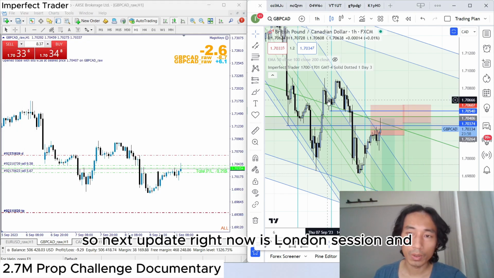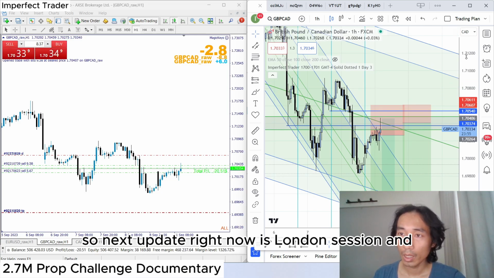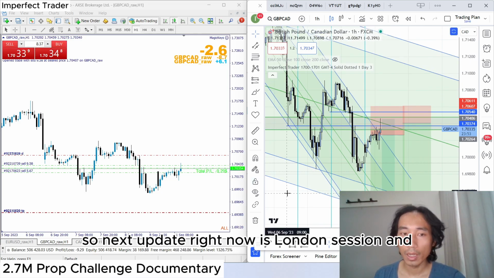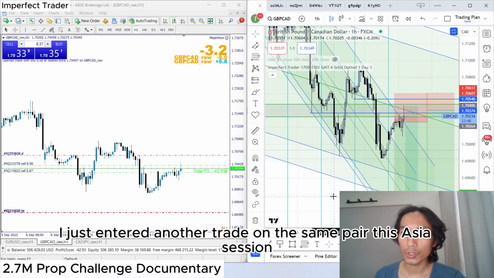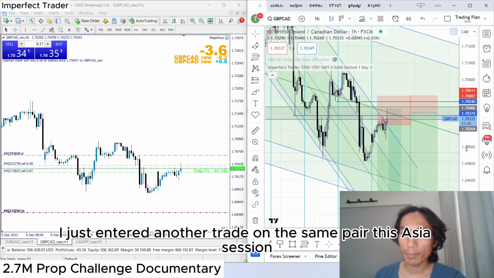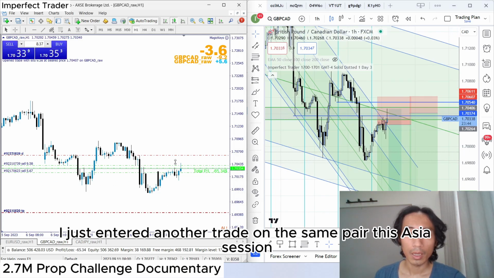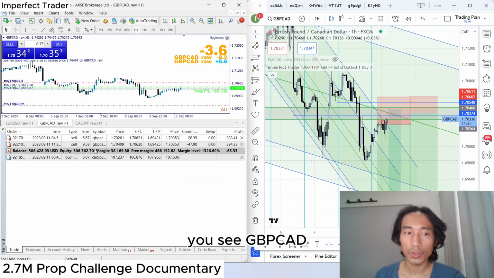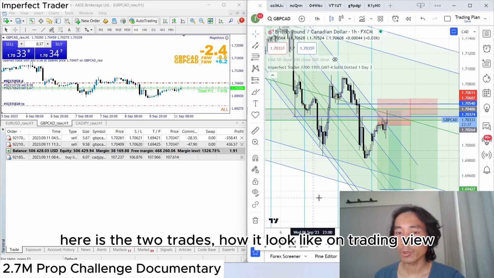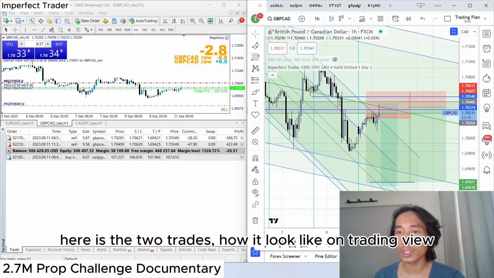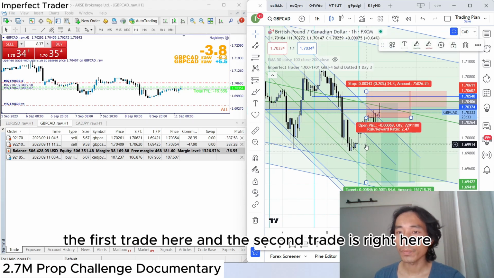Alright YouTube, so next update. Right now is London session, and I entered another trade on the same pair, this Asia session. You see GBP CAD. Here are the two trades, how they look on TradingView. The first trade here and the second trade is right here.